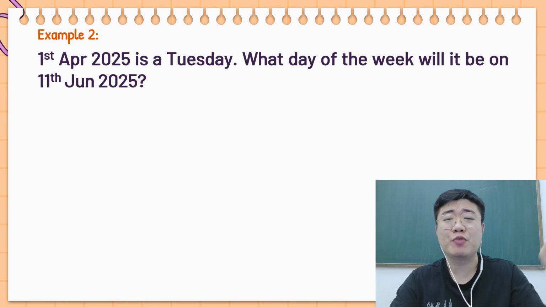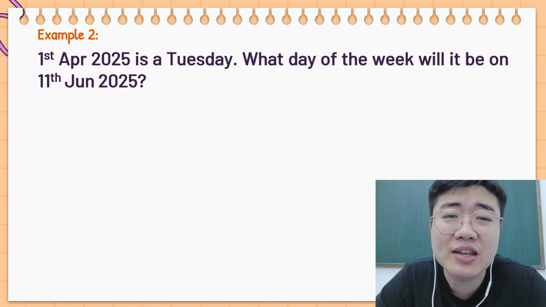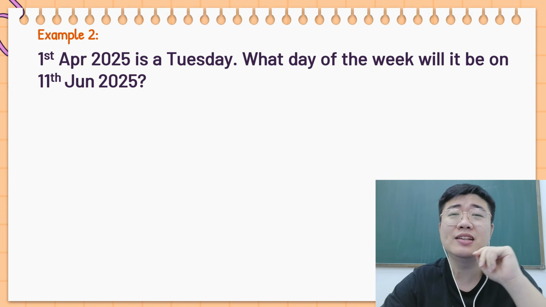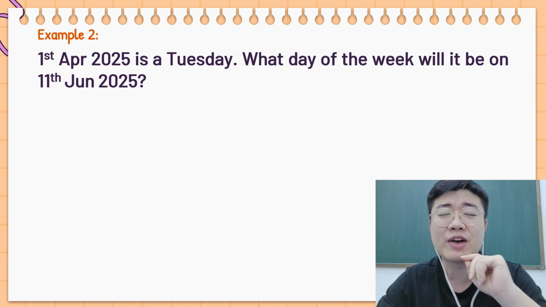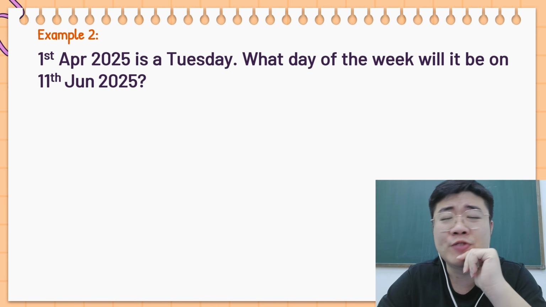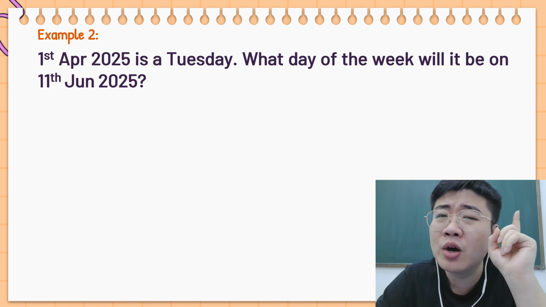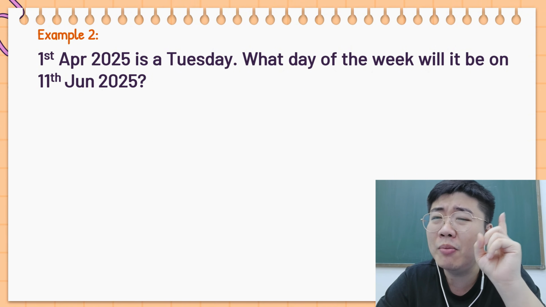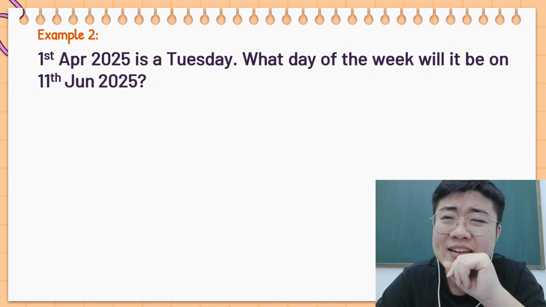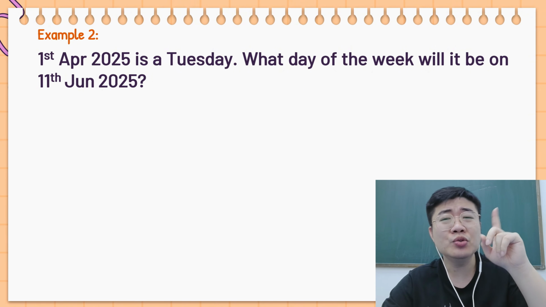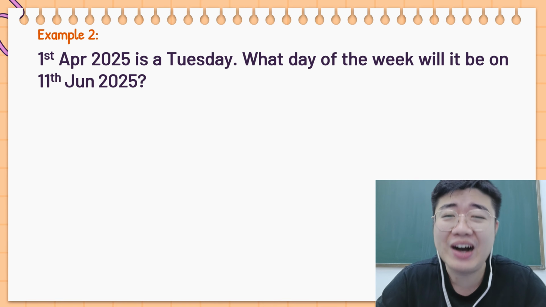So 1st of April 2025, this is a Tuesday. What day of the week will it be on 11th of June 2025? For this question, just now we know how many days later, but how about this one? Do we know how many days later? No, they didn't give us. So this is the part we have to figure out by ourselves.